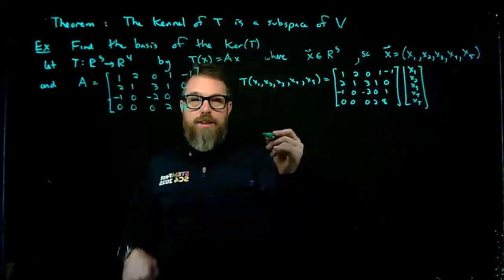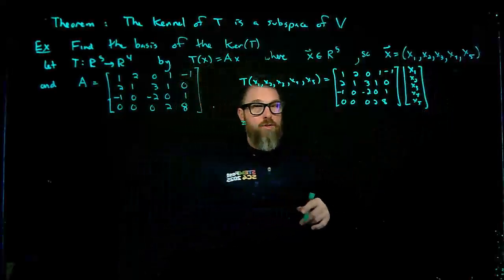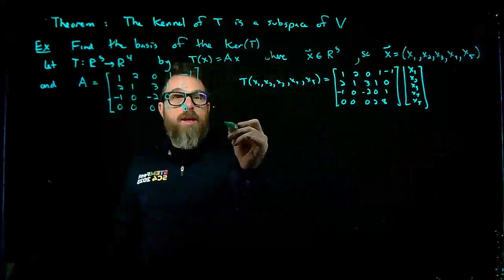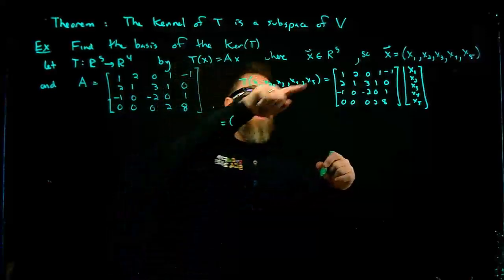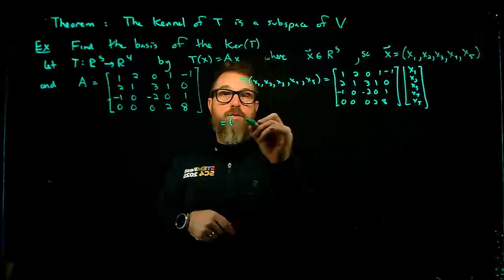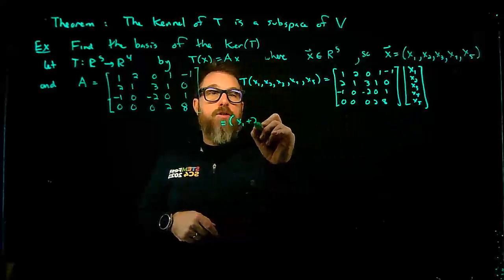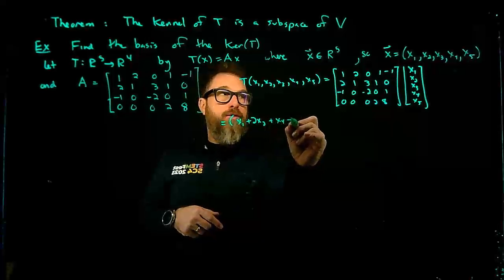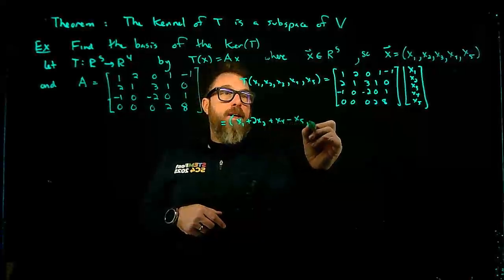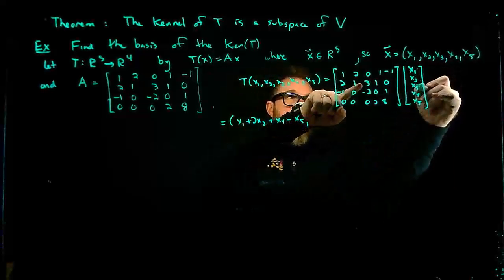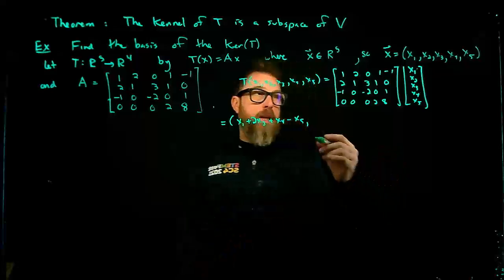And we could see that this would look much like a regular linear transformation if I was to do the matrix multiplication. So its first component would be 1 times x1, 2 times x2. So this would be x1 plus 2x2 plus 0x3 plus x4 minus x5. The second component would be 2 times x1, 1 times x2, 3 times x3, 1 times x4, and so on.